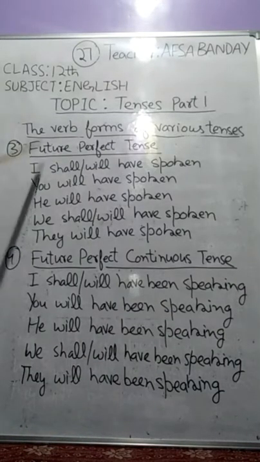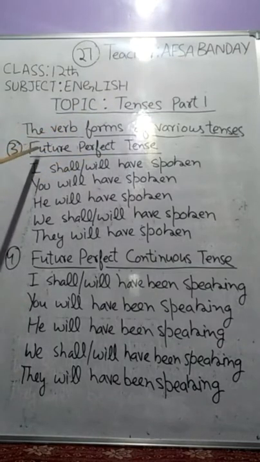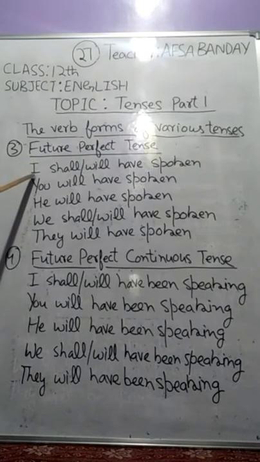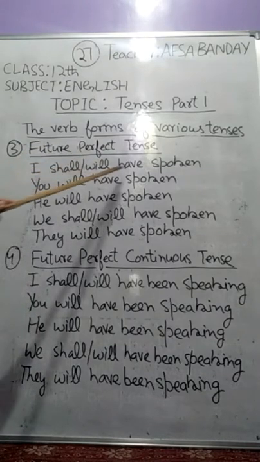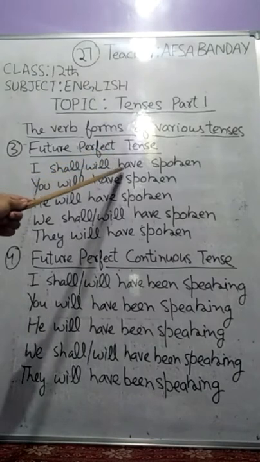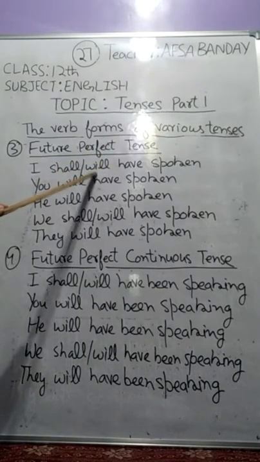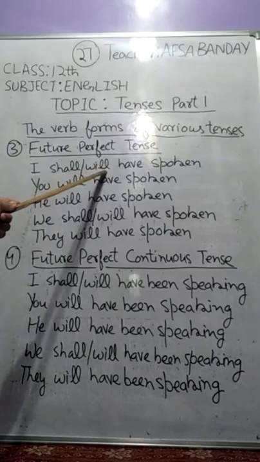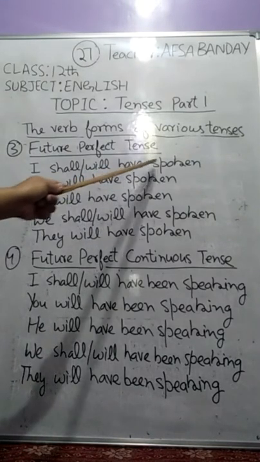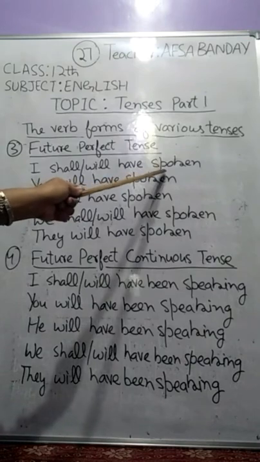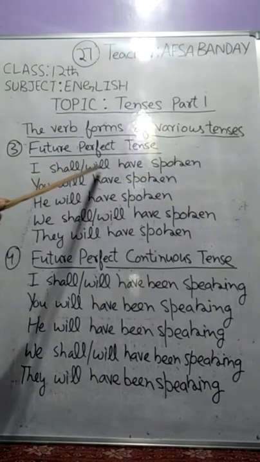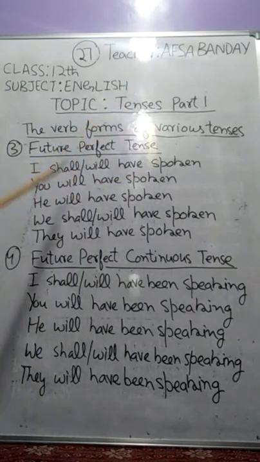Now coming to future perfect tense, since it's future perfect, we use shall or will with first person pronoun singular I. And then, as you know, for perfect we have to use have. Since these are modals, after modals we use the base form of the verb, so here it is have, and then after have we use the third form of the verb, so here it is spoken. So we say I shall or will have spoken.